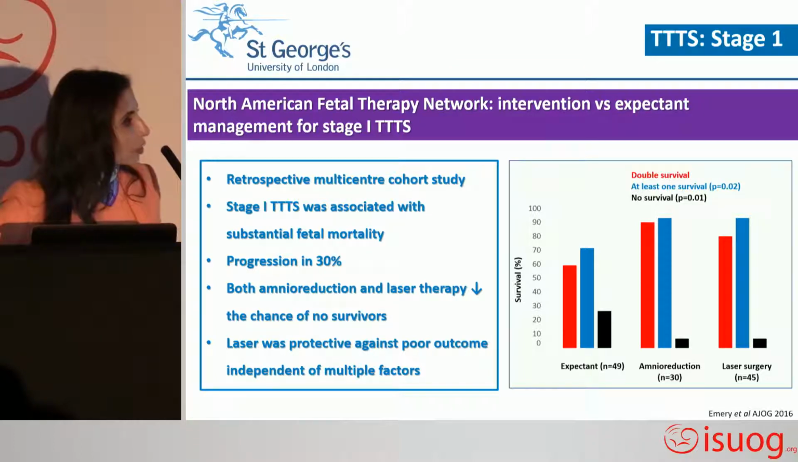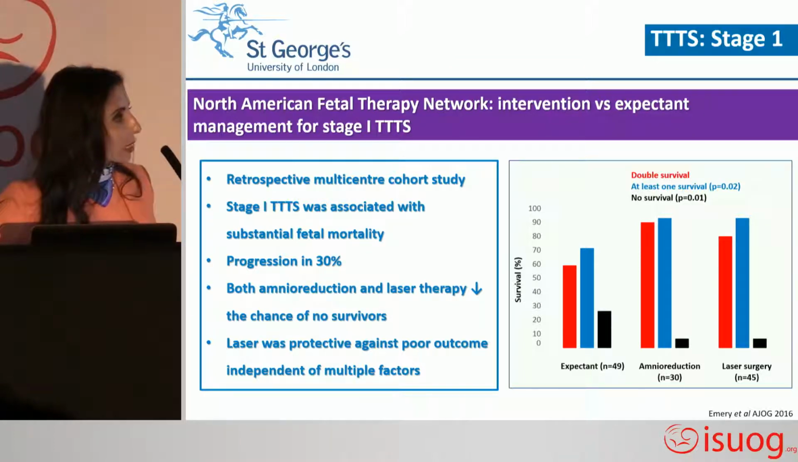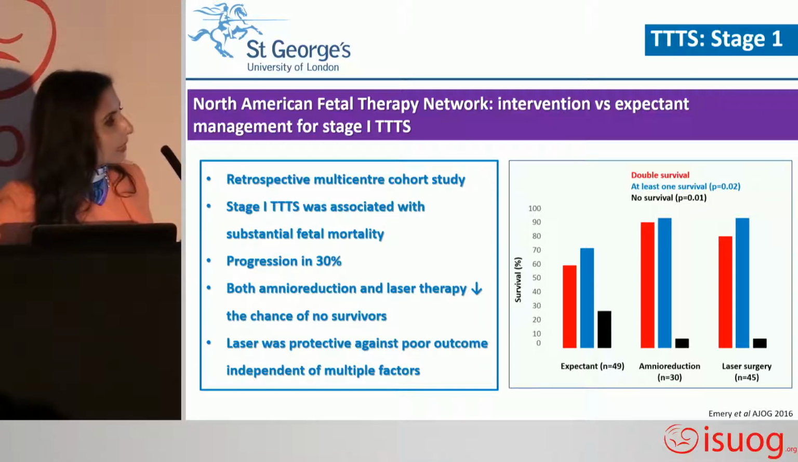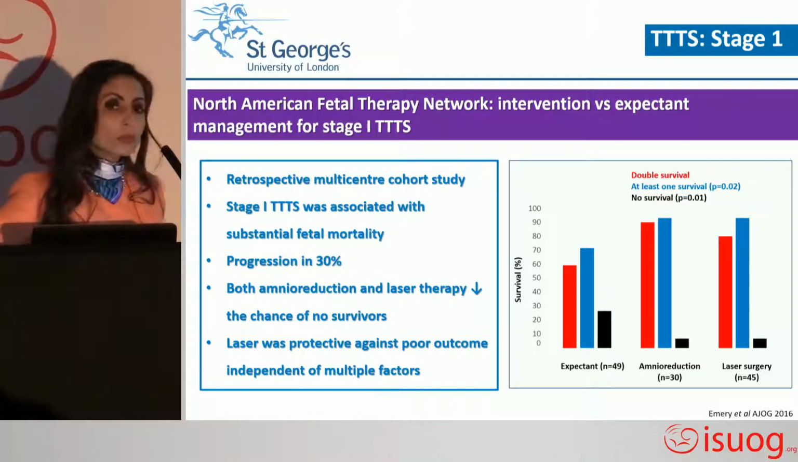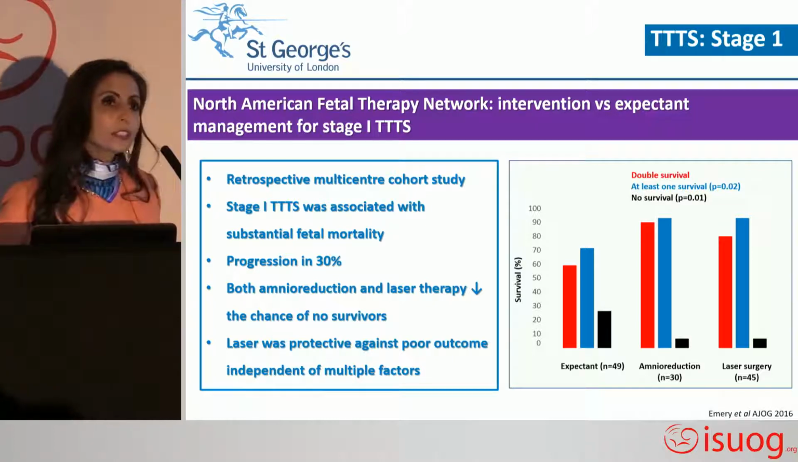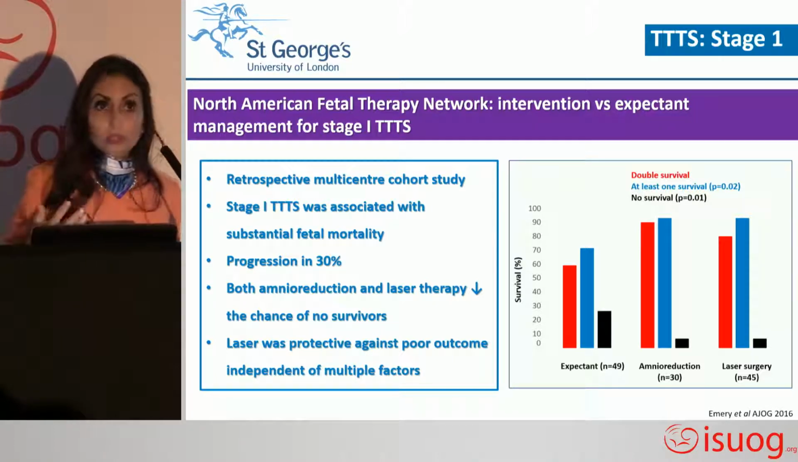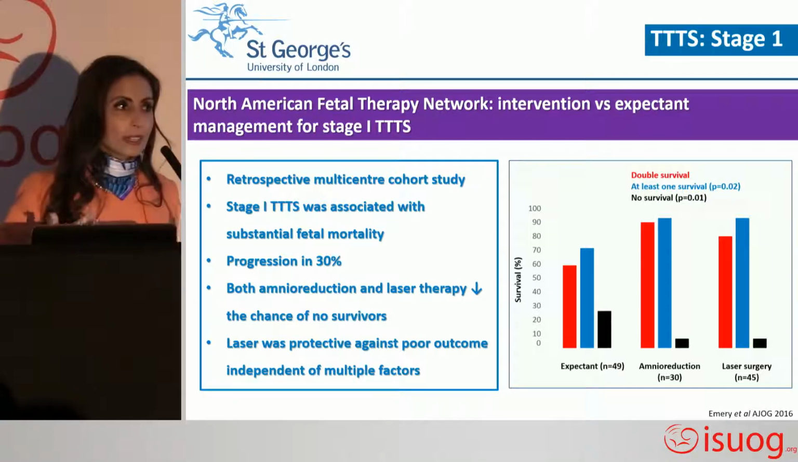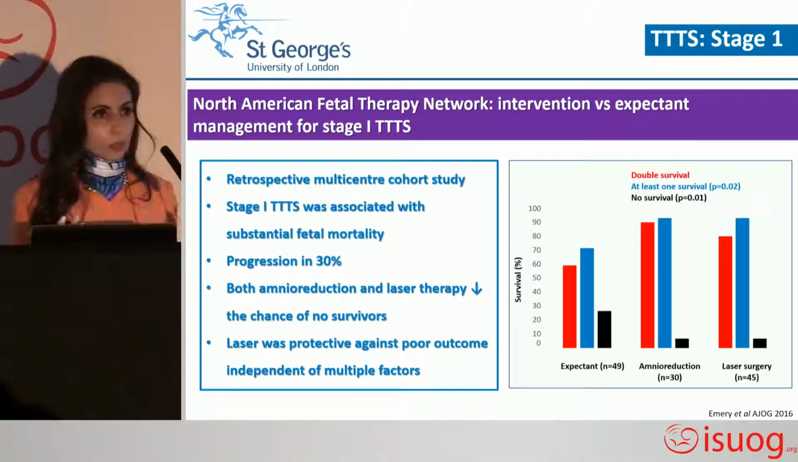The other thing is, if you look at this graph on your right-hand side, the red is double survival, the blue is at least one survival, compared to no survival, the black. And you see that the survival tended to be better in cases when they had amnio reduction or laser compared to expectant management. And that's for stage 1 TTTS. So the message from this paper is that in stage 1 TTTS, we should consider active management. But as I said, this is observational data. This is not a randomized controlled trial.